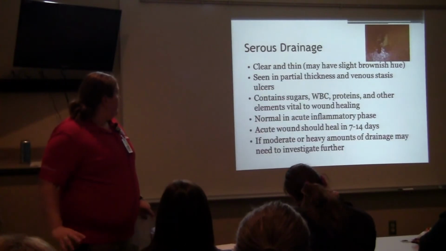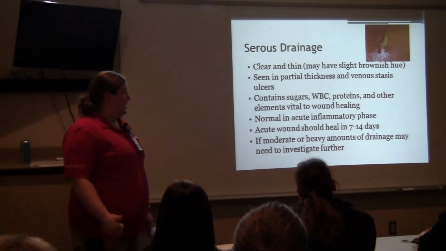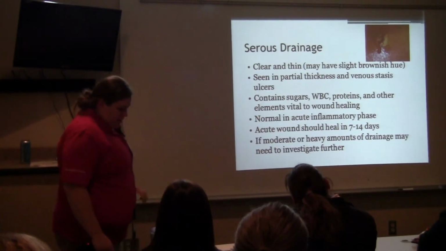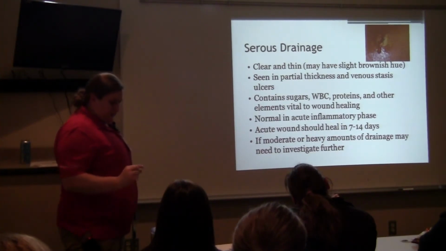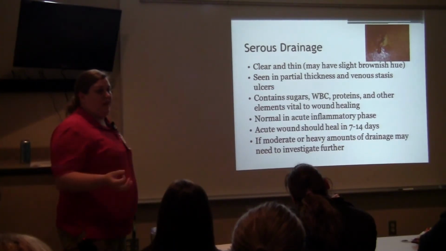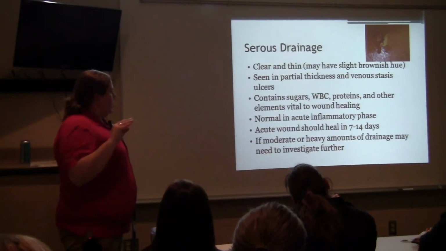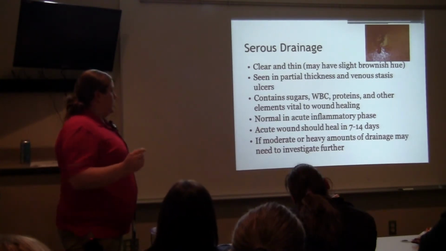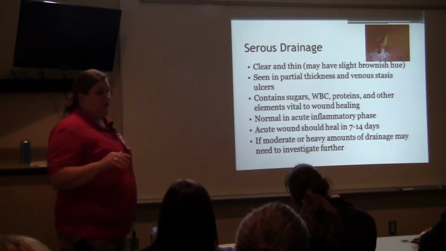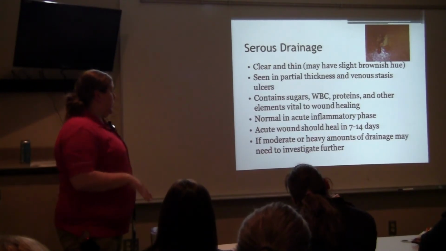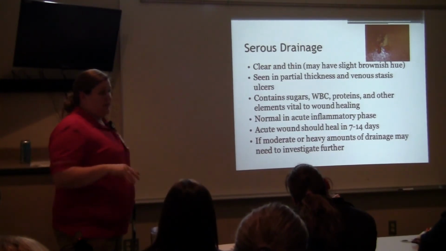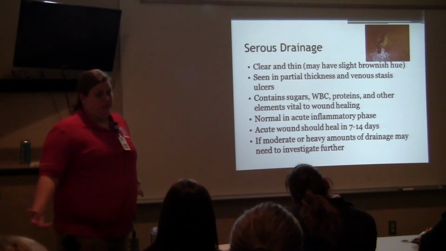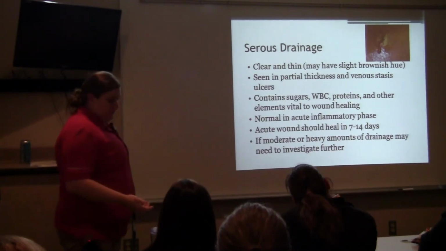So your types of drainage, we have serous drainage, that's clear, thin, it might have a slightly brownish color. It should be present on the wound dressing when you take it off, just looking wet. It shouldn't be real yellow. It might have a little bit of discoloration, but mostly it should just look wet on your bandage when you take it off. This is normal in the acute inflammatory stage. It's just that inflammation coming in. We should see that healing within 2 weeks. If there's really heavy amounts of drainage or it's lasting more than 2 weeks, then we need to investigate that, there's likely infection present.